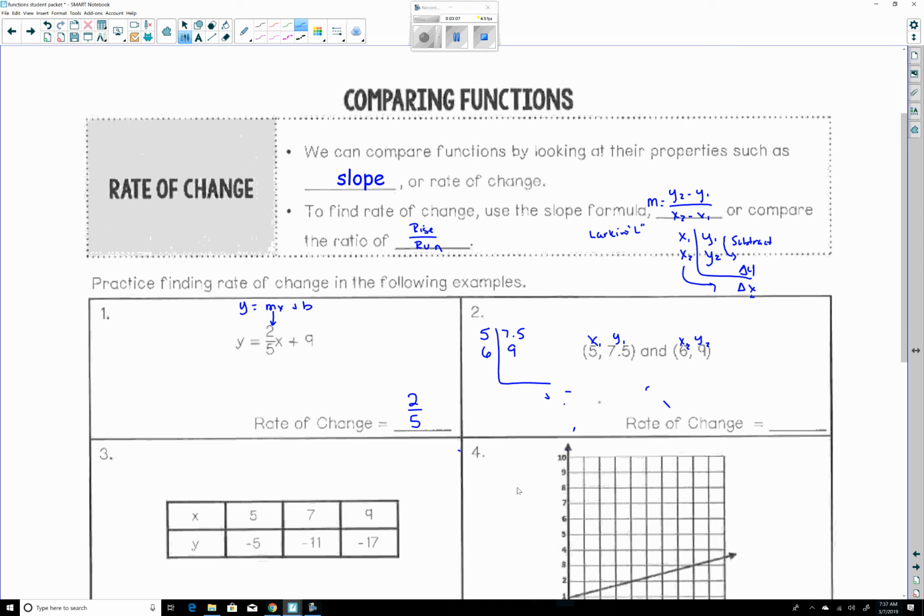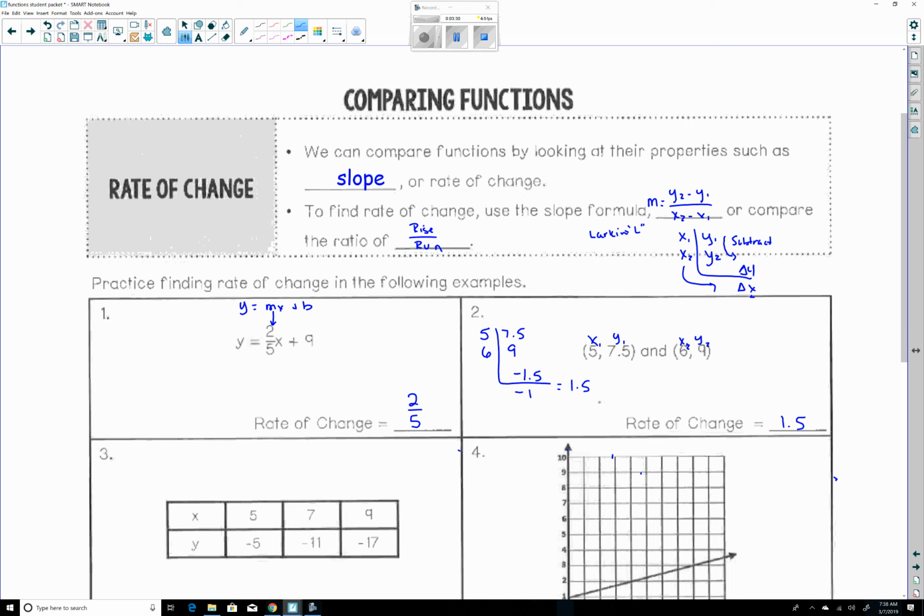So 7.5 minus 9 is going to be a negative 1.5. And 5 minus 6 is a negative 1. And you all remember that a negative over a negative makes a positive, and anything divided by 1 is going to be itself. So this is going to be a positive 1.5 slope or rate of change. So I'm going to put that in there.